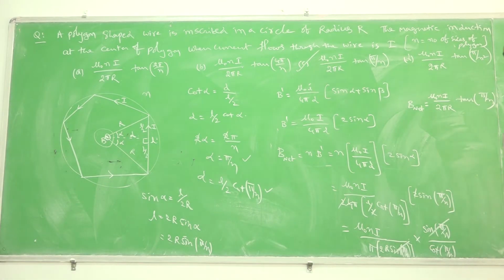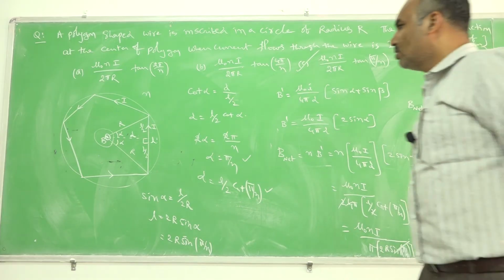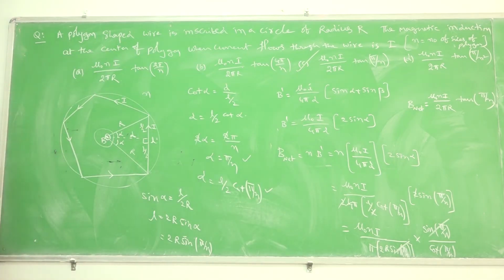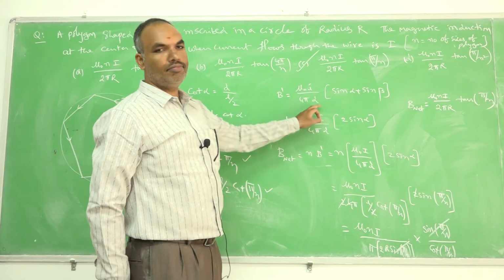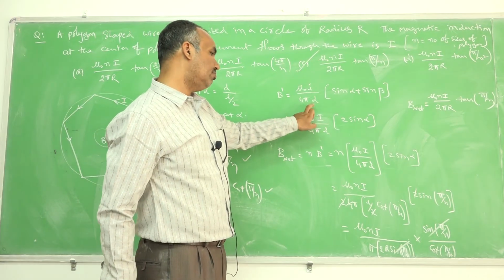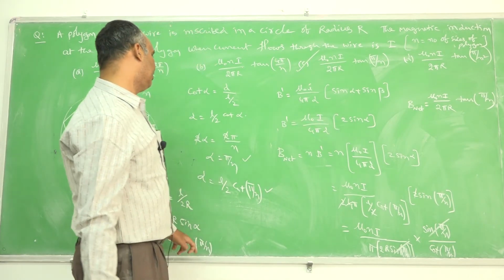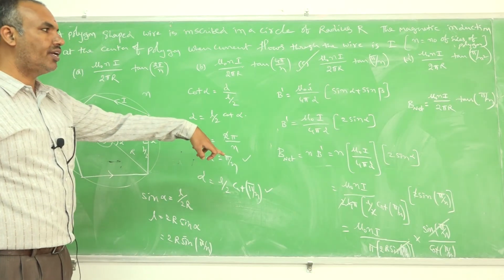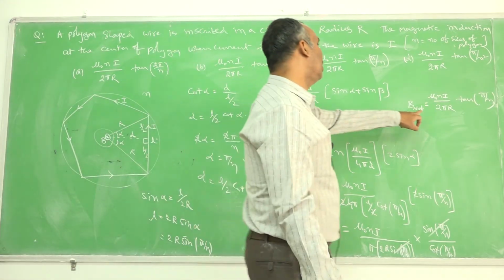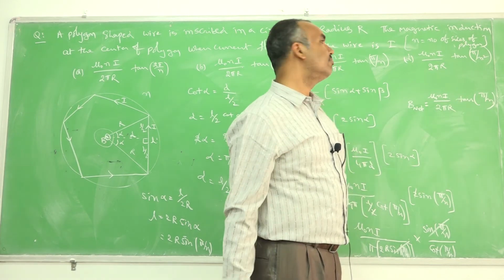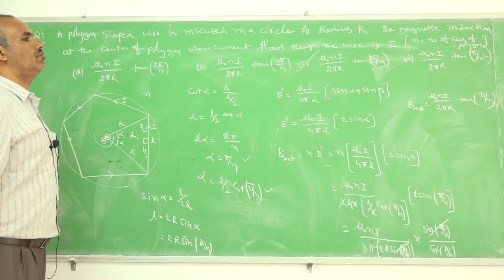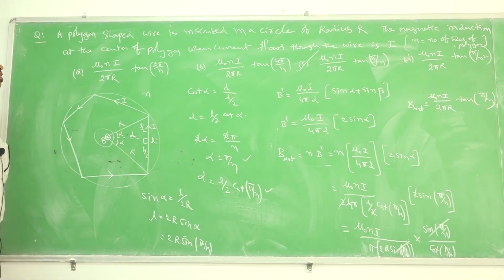Similarly, we can solve any problem. Here the basic idea is you should know basic trigonometry along with our electromagnetism concepts. According to electromagnetism, this is the formula I am using. According to basic trigonometry, all these ideas I incorporated, and finally I come to the solution mu naught Ni by 2 pi r into tan pi by n. So the third option is the right option for this question.